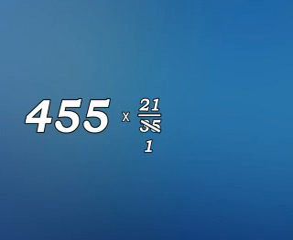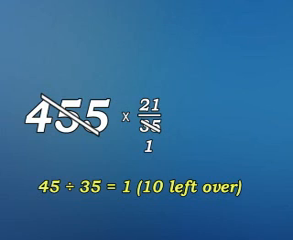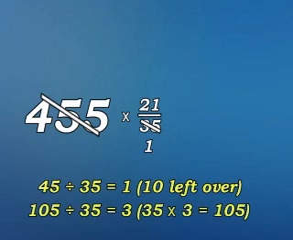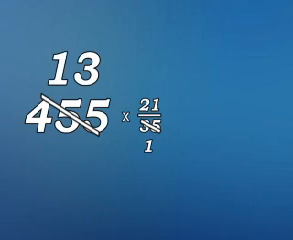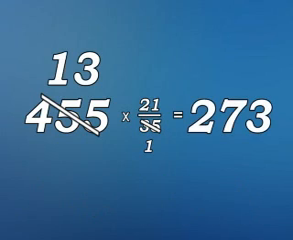And you'd find out how many 35s go into 455. Well, I'll do it in my head like this. 35 into 45, that's 1. 10 left over. 35 into 105, that's 3, because 3 times 35 is 105. So we write 13. Now 13 times 21 is 273. That's one way.